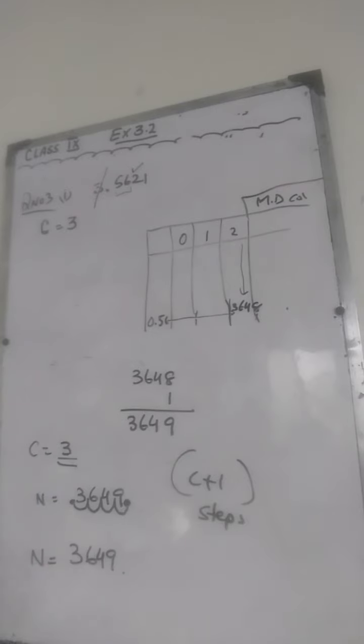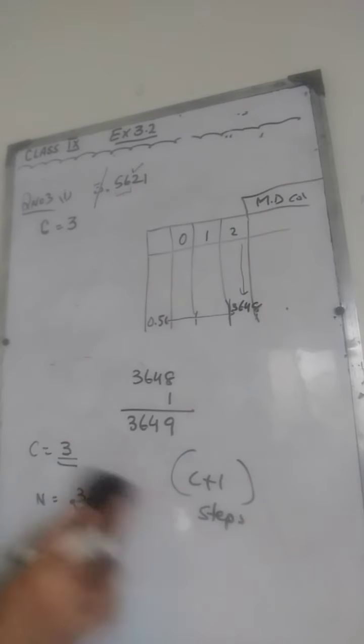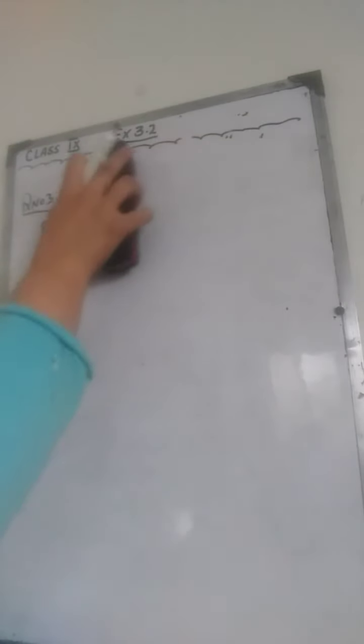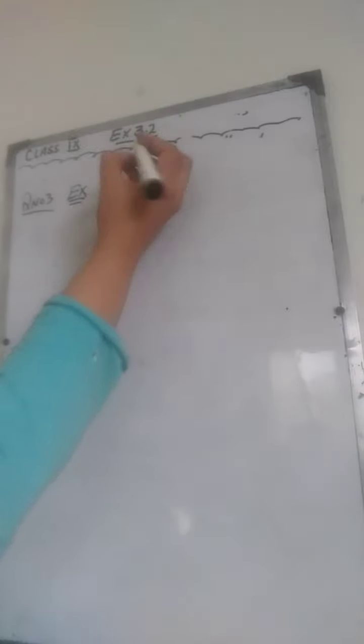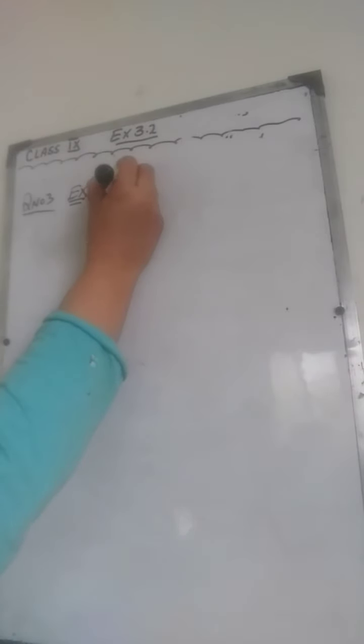Now let us move to a number if the characteristic is negative. How do you do that? First let me give an example. Suppose you have the number 2 point.